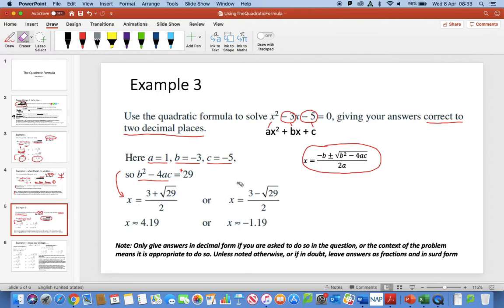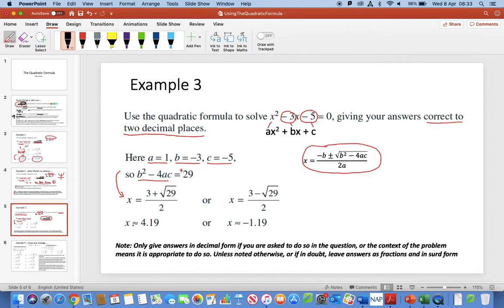And they're in surd form and they're as fractions, and that's fine. So we've got 3 plus the square root of 29 over 2, or 3 minus the square root of 29 over 2. Now, because it said give your answer to 2 decimal places, we can now go and just evaluate those 2 possible answers in our calculator. And we would find that x is equal to 4.19 or negative 1.19.